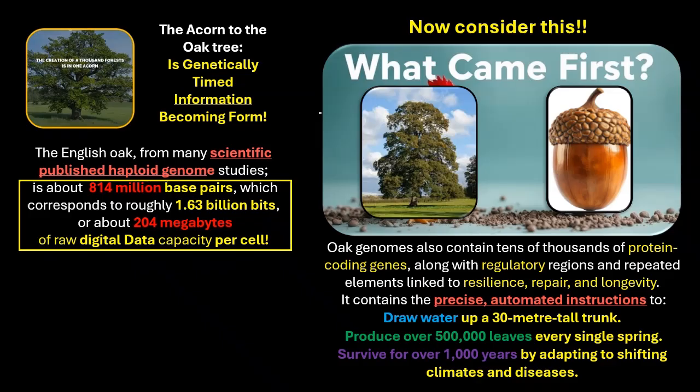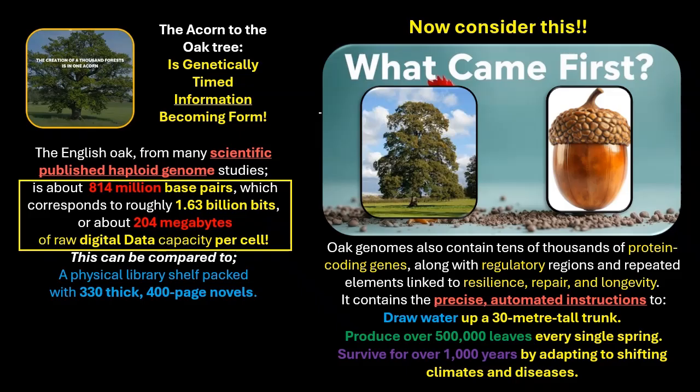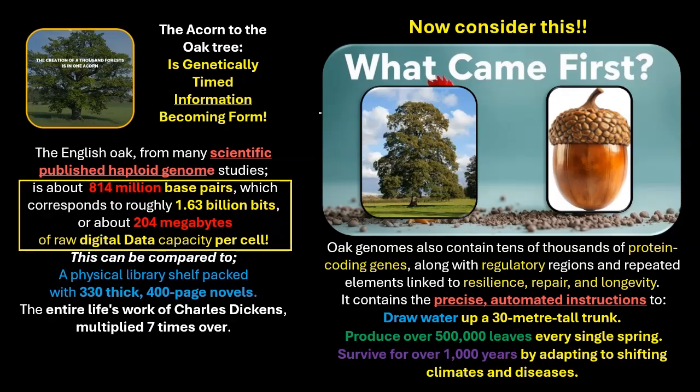Those published haploid genome studies of those 204 megabytes of raw digital data capacity per cell can be compared to a physical library shelf packed with 330 thick 400-page novels. The entire life's work of Charles Dickens multiplied 7 times over, or 42 complete box sets of the Harry Potter series.